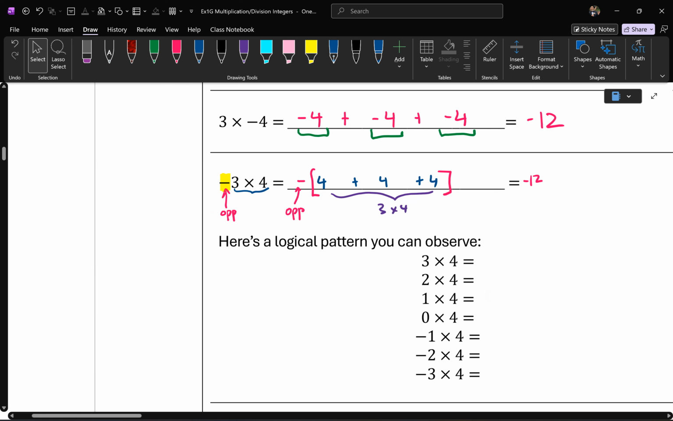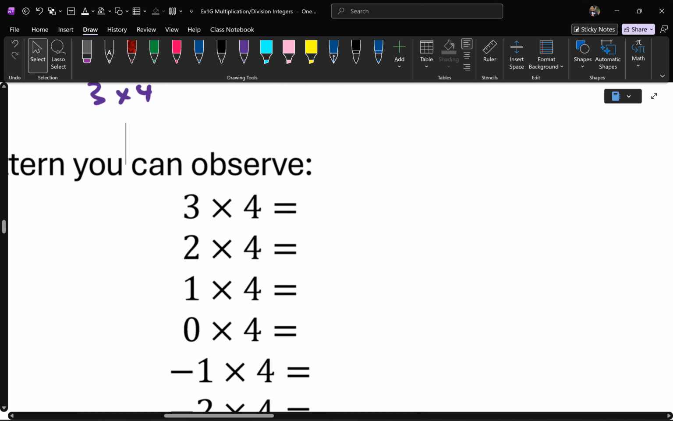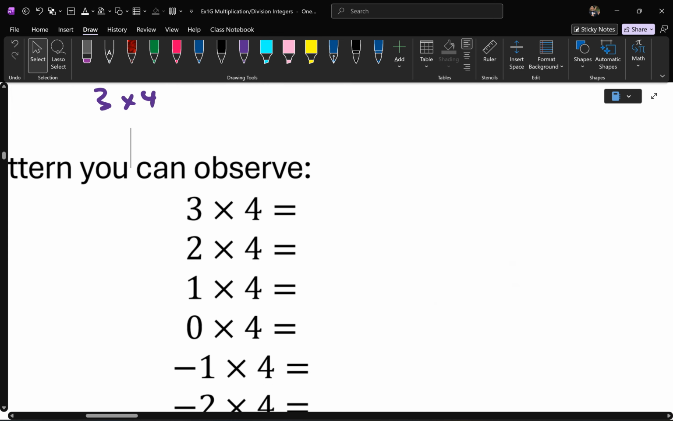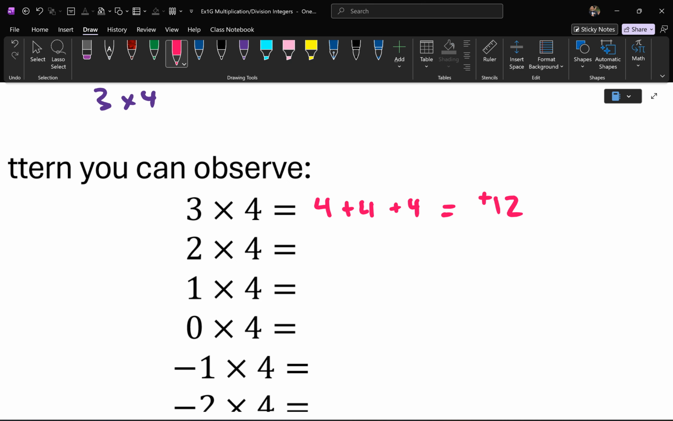All right, here we go. So here's a logical pattern. Let's say that didn't make sense to you. Here's another logical pattern if you notice it. 3 groups of 4, you understood it was 4 plus 4 plus 4, and you said it's 12. When you say 2 groups of 4, it was 4 plus 4.